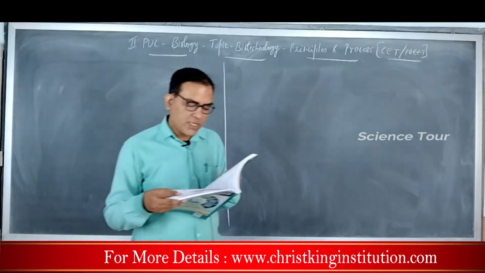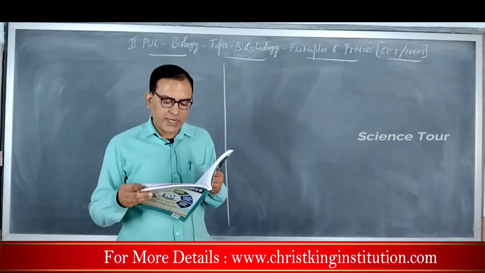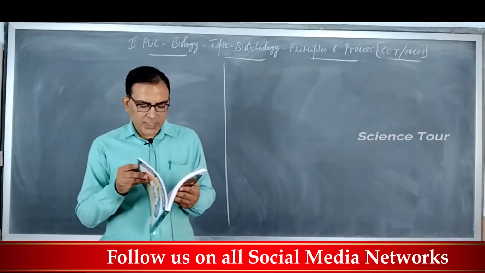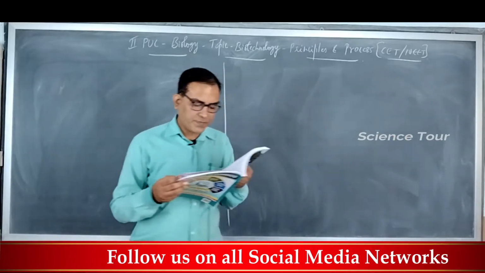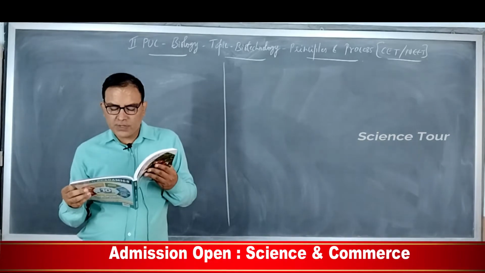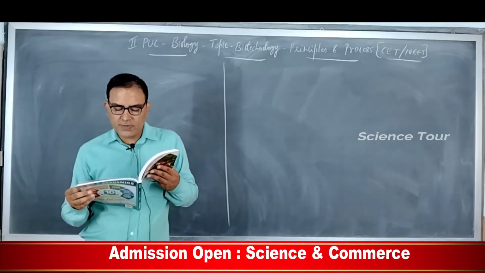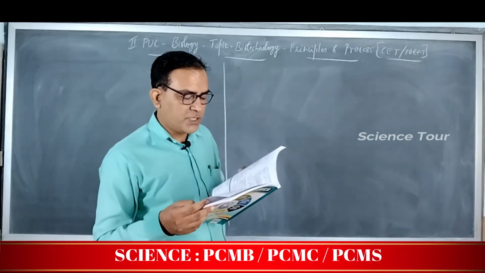Question number 6. Which is the palindromic nucleotide sequence? You have to identify the palindromic sequence here in question number 6. The right option is option 2. See, both 1 and 2 are palindromic sequences, but not the third one. So the right option is option 2.